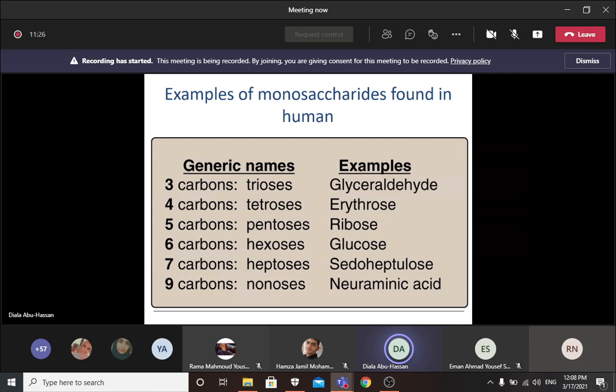Here is a group of examples of different types of monosaccharides that we can find in our cells, but the main ones are actually pentoses and hexoses, made of 5 carbons and 6 carbons respectively. So glyceraldehyde is an example as a triose, erythrose is a tetrose, ribose, as I said, is a pentose. There are other types as well. There's glucose as a hexose, galactose as well, but glucose is much more common. The heptoses, an example is sedoheptulose, and we're going to see this inshallah in the pentose phosphate pathway. Also nonose is like neuraminic acid, etc.